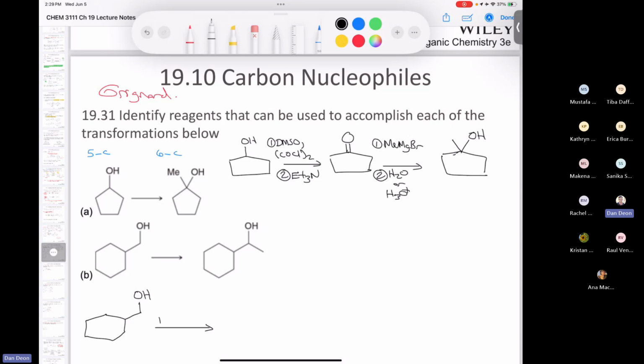We could use Dess-Martin periodinane. We could use PCC. They all work. I'm just going to choose the Dess-Martin periodinane in this case. It's going to give me the aldehyde. So this is cyclohexane carbaldehyde.